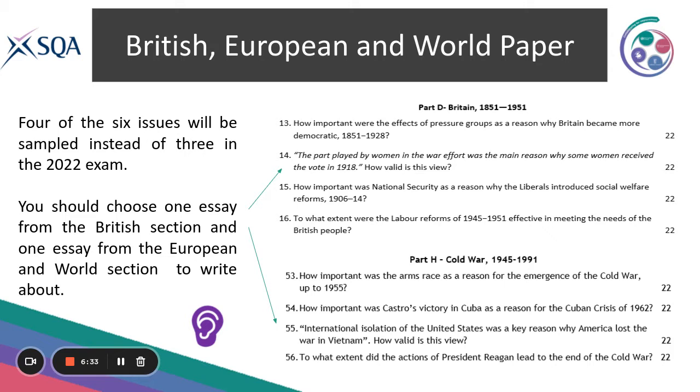And they then went for the Vietnam essay: International isolation of the United States was a key reason why America lost the war in Vietnam. How valid is this view? It's really important that you read the question and also make sure, like we said again, you do 1 British essay and 1 European and World essay.